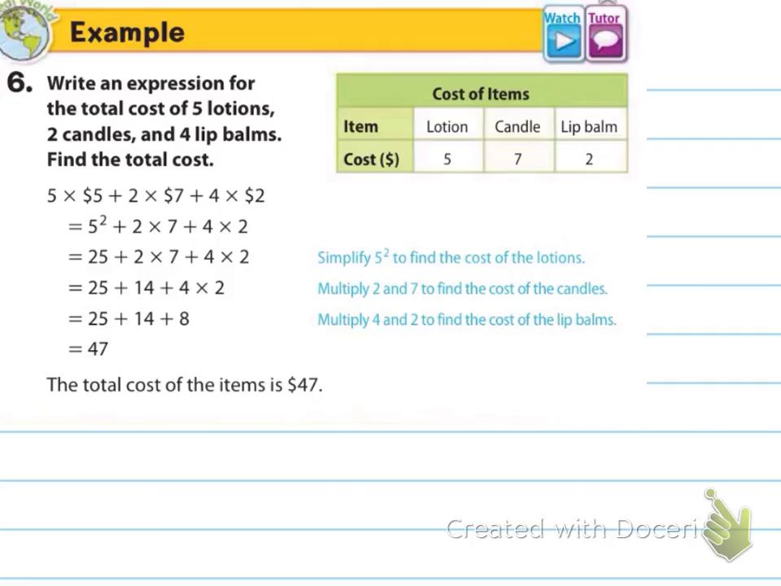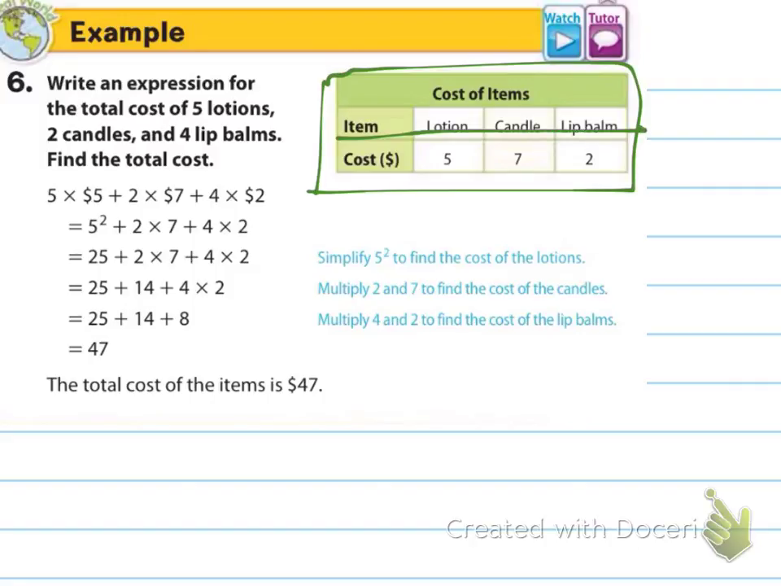Example number 6 says, write an expression for the total cost of 5 lotions, 2 candles, and 4 lip balms to find the total cost. So I'm looking over here at my table. I see that we have items, lotion, candle, lip balm, and then we have cost, $5, $7, and $2. So if they're asking me to figure out how much I'm going to spend for 5 lotions, it's 5 lotions times $5. Okay, so here's for my lotions.